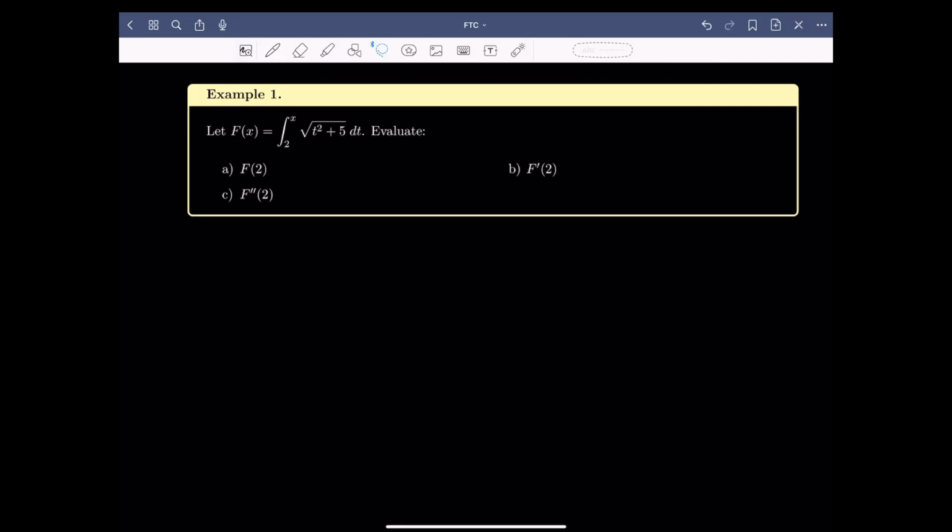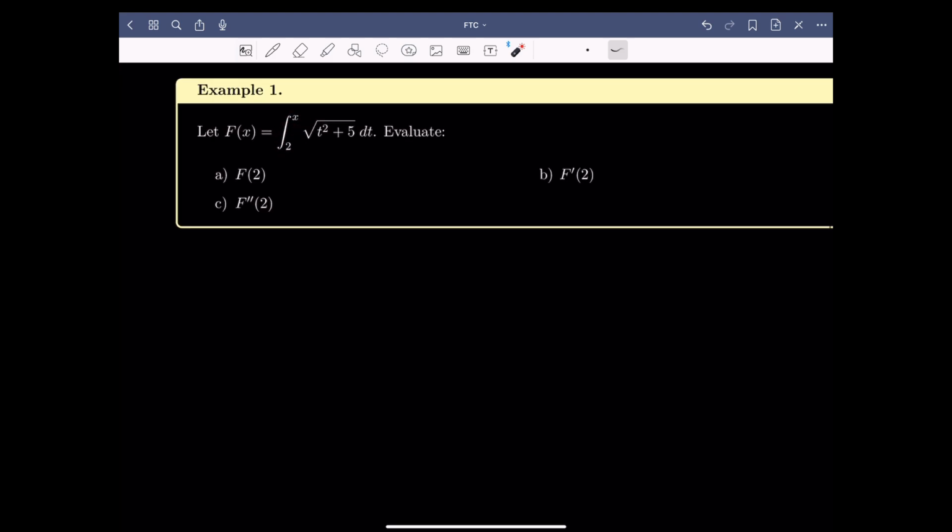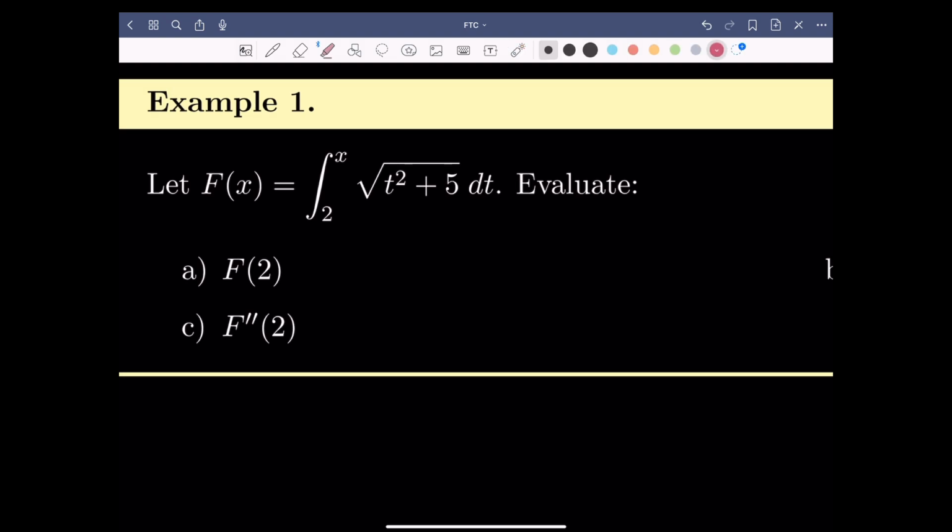Now let's look at a simple example. Let f of x be this integral going from 2 to x. When you see an integral that looks like this, constant at the bottom, x at the top, this is a big hint that you might need to use FTC part 1. Okay, so when you see something like this, this should give you some idea like, oh, FTC part 1 might be helpful for me, but we'll keep reading.